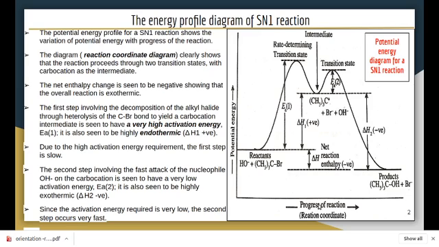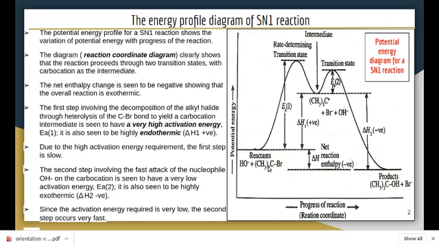Potential energy of the system varies with time, that is given by the energy profile diagram of SN1 reaction. Progress of the reaction means with the change of time. So the diagram, also known as reaction coordinate diagram, clearly shows that the reaction proceeds through two transition states with carbocation as the intermediate.